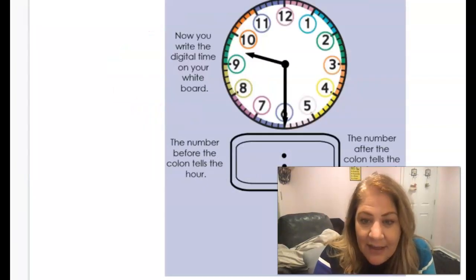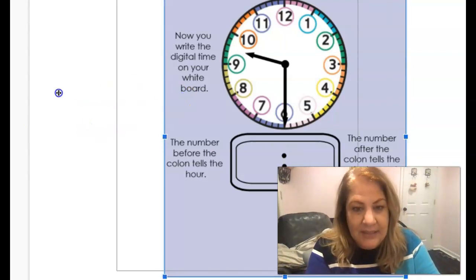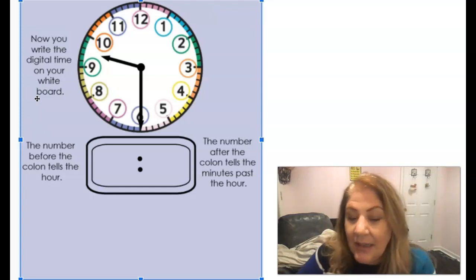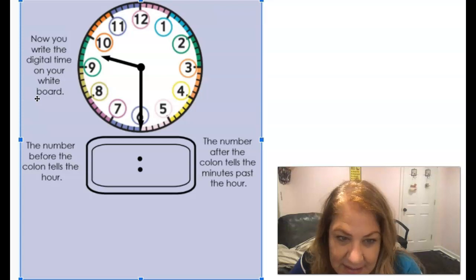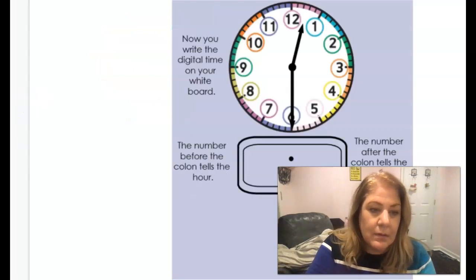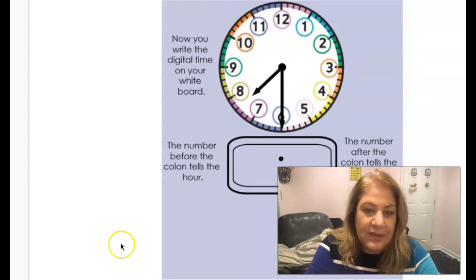That's exactly right. If we look at this clock right here, can you tell me what time it is? Go ahead and write that down. Write that digital time down on a piece of paper and see what you get. Did you write down 9:30? I hope you did.